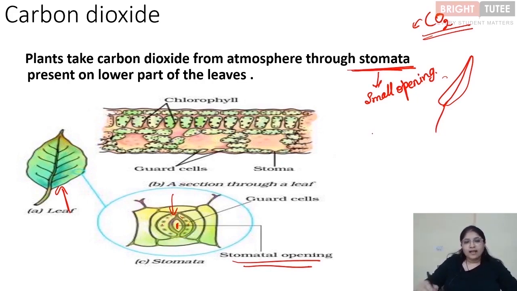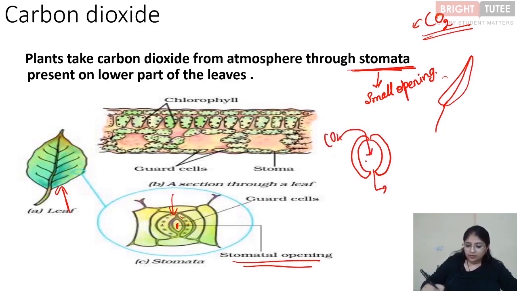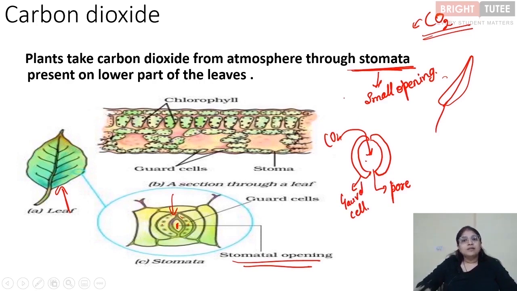So what exactly happens is that whenever the leaf requires carbon dioxide, this is the opened stomatal opening, and in this case the carbon dioxide goes inside, right? So this is the opening or the pore, and this is the guard cell. So with the help of this particular structure, the CO2 goes in.